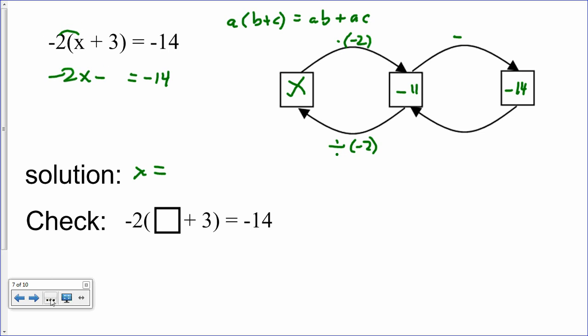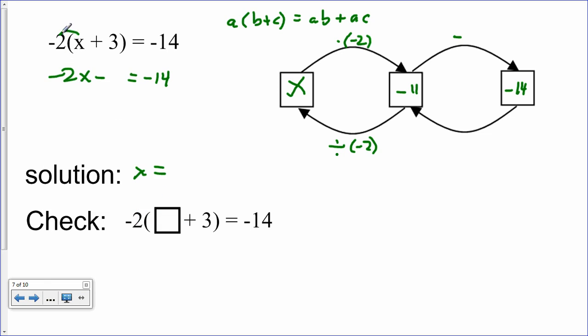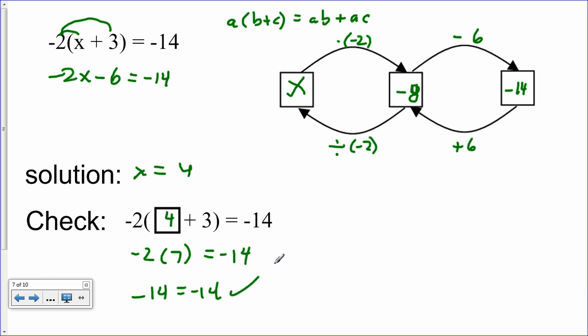-2 times 3 is -6. So we're adding -6. So -6 here. Undo that with +6. -14 plus 6 is -8. -8 divided by -2 is 4. We check that 4, and now it's looking good. -2 times 7. Oh yeah. -14 equals -14. This time we got it right. The value, the number in the bucket was 4.